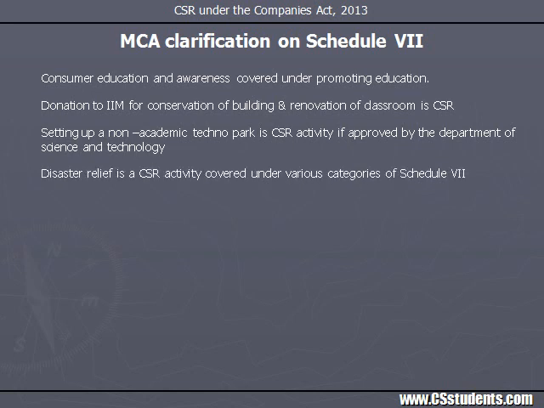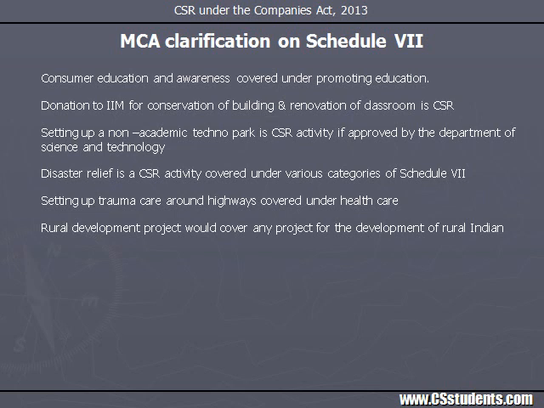With regard to the disaster relief, the ministry clarified that it could be covered under the range of CSR activities, such as medical aid as promoting health care, supplying food as eradicating hunger, and supplying clean water under sanitation and making available safe drinking water. Then, setting up trauma care centers around highways, in case of road accidents, shall be covered as CSR activity under health care. With regard to rural development project, the MCA clarified that any project meant for the development of rural India will be covered under this.